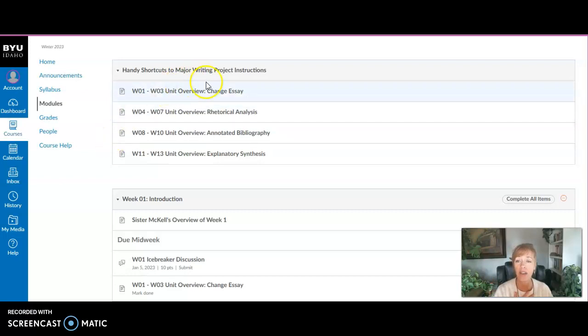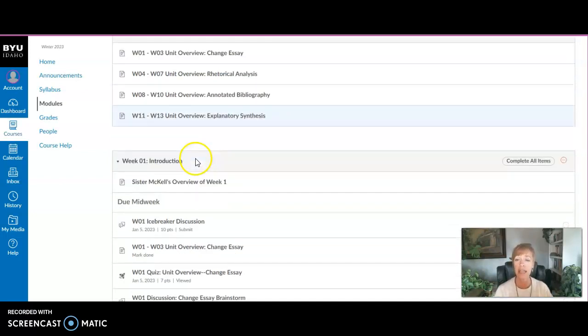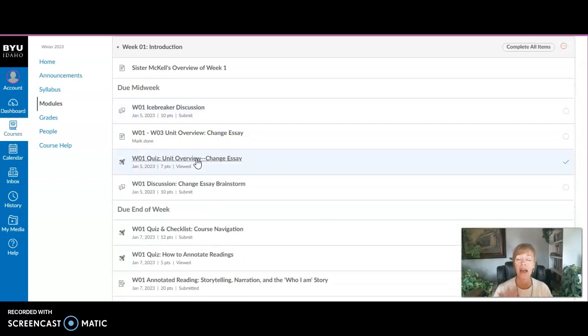And you can see right here, the first one, the change essay, we're going to spend week 1 through week 3 on that. For a rhetorical analysis essay, week 4 through week 7. For the annotated bibliography, week 8 through week 10, and then the final explanatory essay, week 11 through week 13. So don't worry about understanding what all of that means right now. There's going to be a lot of explanation, but I wanted to review that a little bit. So let's look down into our first module.